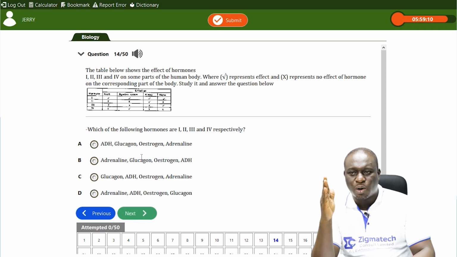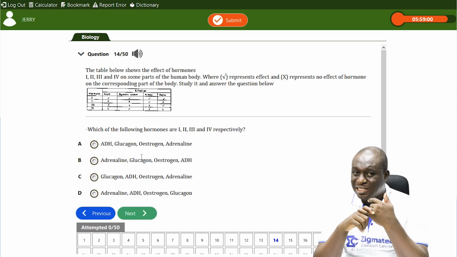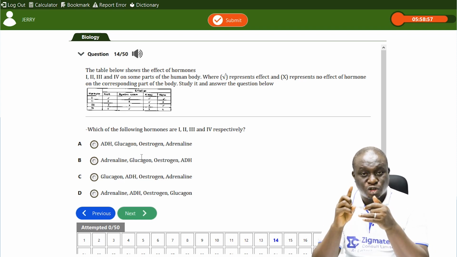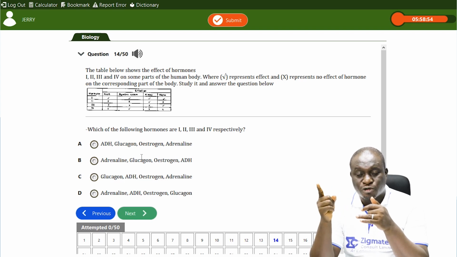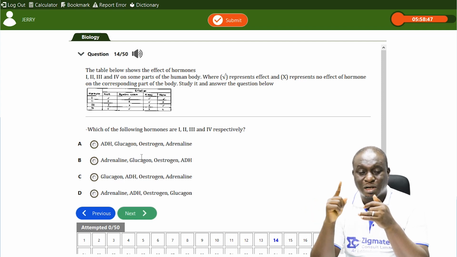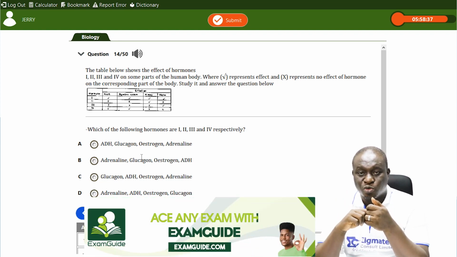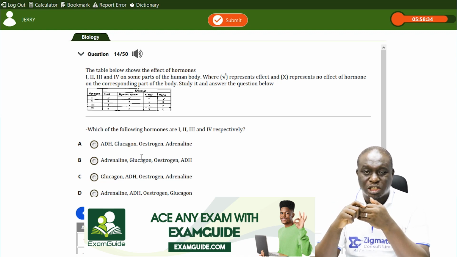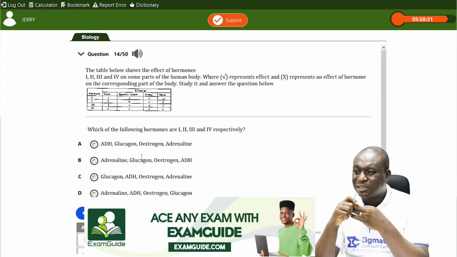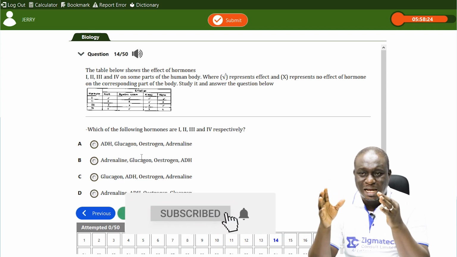Now look at the question. They said, which of the following hormones are 1, 2, 3, and 4, respectively? Now, look at the hormones they gave. We have ADH, that is the antidiuretic hormone. We have the glucagon. One of the functions of the glucagon is to convert glycogen from the liver back to glucose, and so it goes back to the blood. Then we have the estrogen, which is a sex hormone found in women. And then we have the adrenal hormone, which is also called an emergency hormone. It is the hormone that controls anxiety, fear and every other thing. It increases heartbeat and so on. So that is the adrenaline.